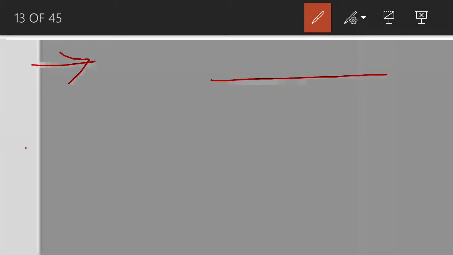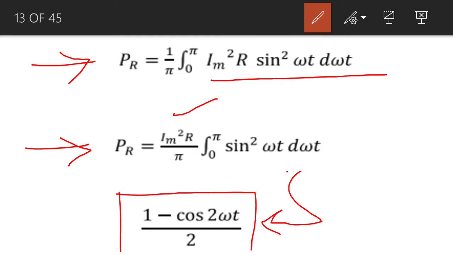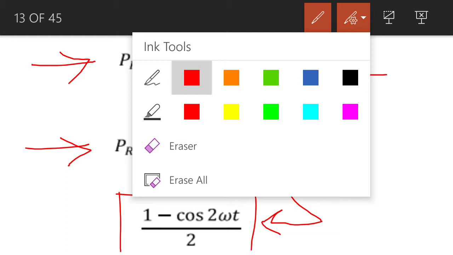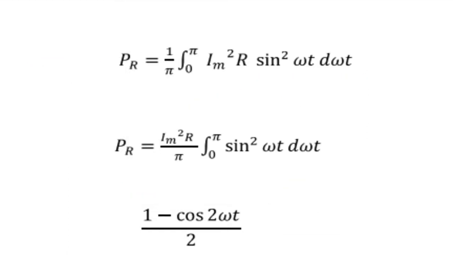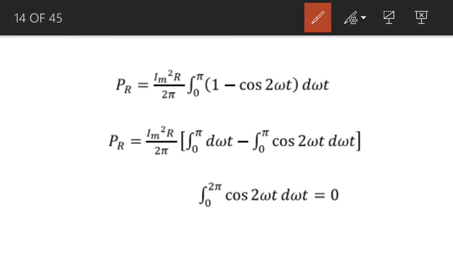The same equation can be written as the integration of sine square omega t d omega t from 0 to pi. And we know that sine square omega t is equal to (1 minus cos of 2 omega t) by 2. So if we replace sine square omega t by (1 minus cos of 2 omega t) by 2, we obtain this equation for the average value of the AC power.